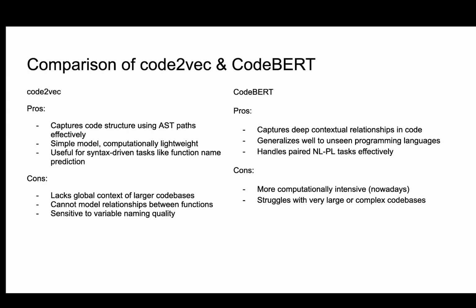CodeBERT, for its pros, captures deep contextual relationships in code and pairs of natural language and programming language really effectively, and generalizes well to unseen programming languages, as the experiment with C# shows. As cons, it's quite computationally intensive, but nowadays that's not as big a problem as it was 4 years ago. But for training, you need quite a lot of resources compared to the code2vec model.